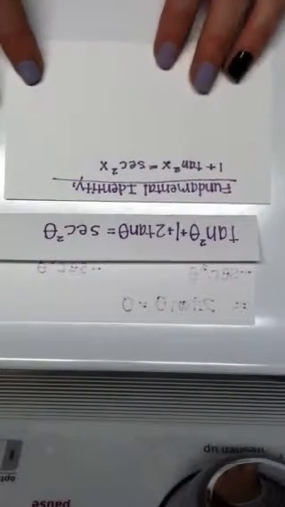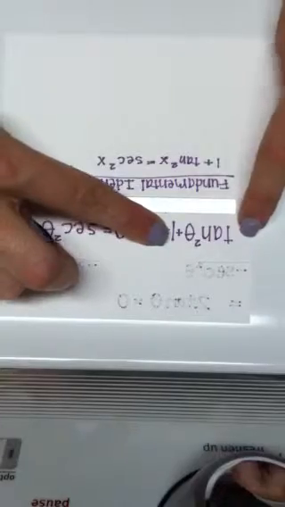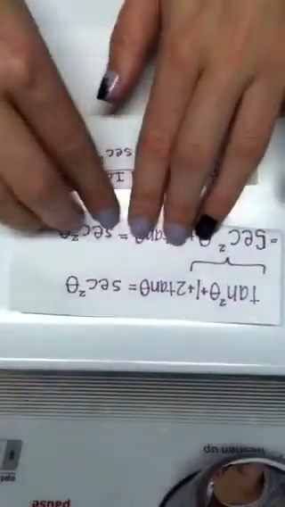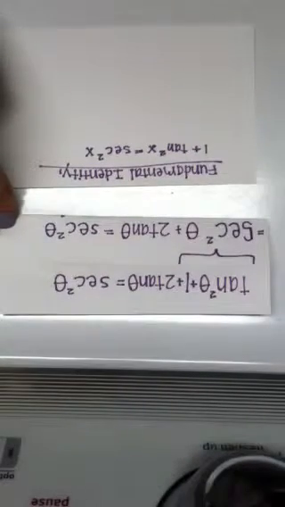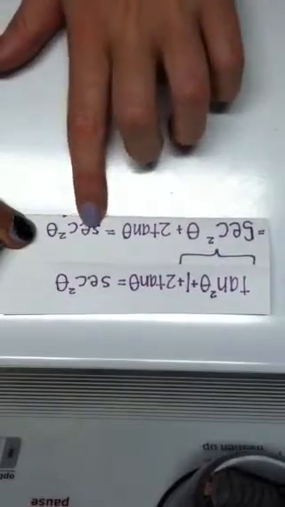Now, we can use this identity, and we can say that tangent squared plus 1 is equal to secant squared of theta. So we can substitute secant squared of theta in for tangent squared of theta plus 1, and that gives us secant squared of theta plus 2 times the tangent of theta is equal to the secant squared of theta. Now, we can move the secant of theta squared over here by subtracting it.